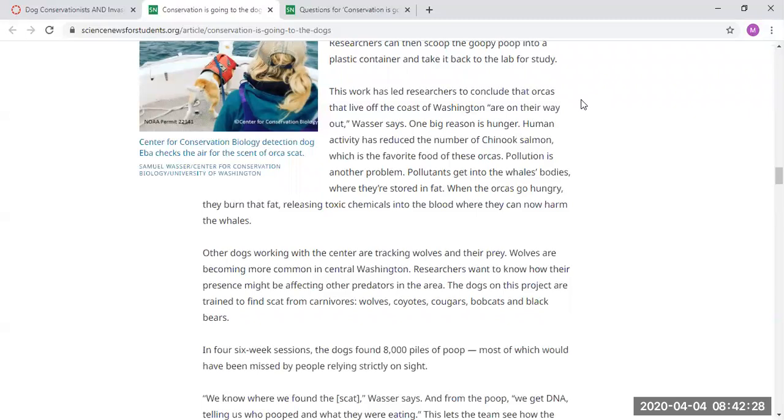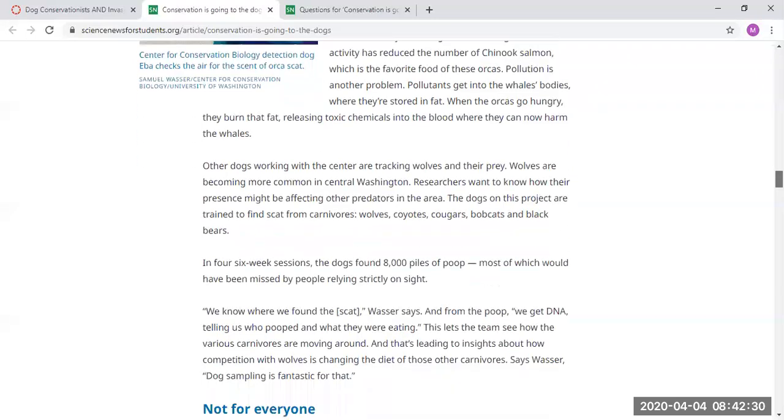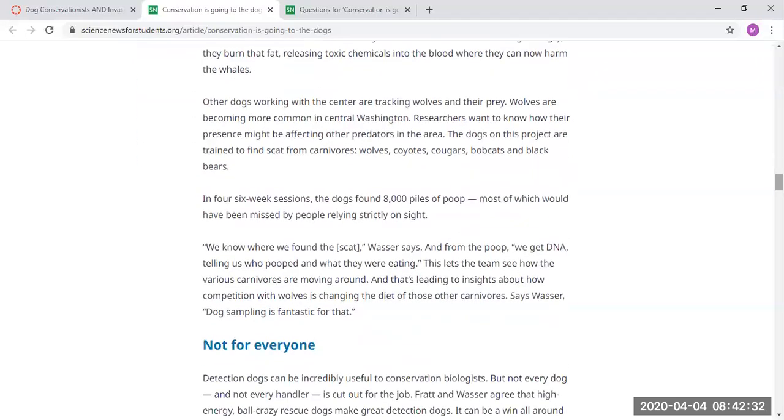Going on to the next paragraph. Other dogs working with the center are tracking wolves and their prey. Wolves are becoming more common in central Washington. Researchers want to know how their presence might be affecting other predators in the area. The dogs on this project are trained to find scat from carnivores: wolves, coyotes, cougars, bobcats, and black bears.